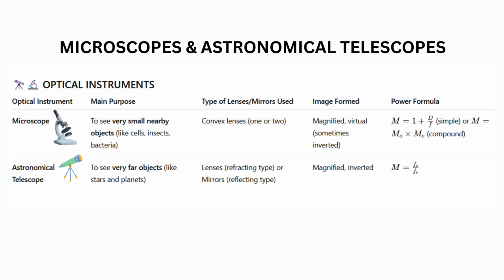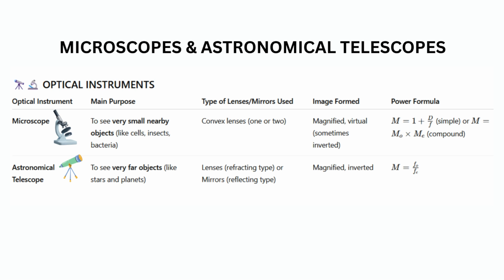Optical instruments. Microscopes and astronomical telescopes are optical instruments. They work using lenses and mirrors to form images. Microscope is used to see very small nearby objects like cells, insects, etc. Simple microscope uses a single convex lens to see small objects enlarged. A compound microscope uses 2 convex lenses to achieve very high magnification for viewing tiny objects like cells and bacteria.